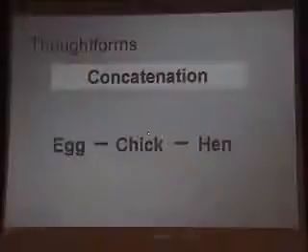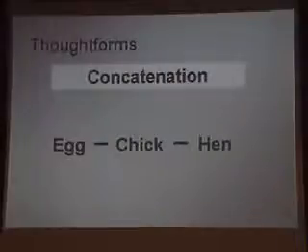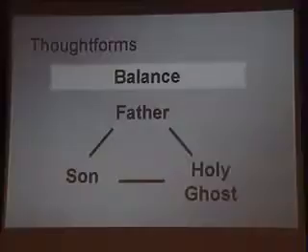Research. Concatenation: ideas arranged in an order. For example, egg, chick, and hen. Balance: balanced three sets of words. For example, Father, Son, and the Holy Ghost.